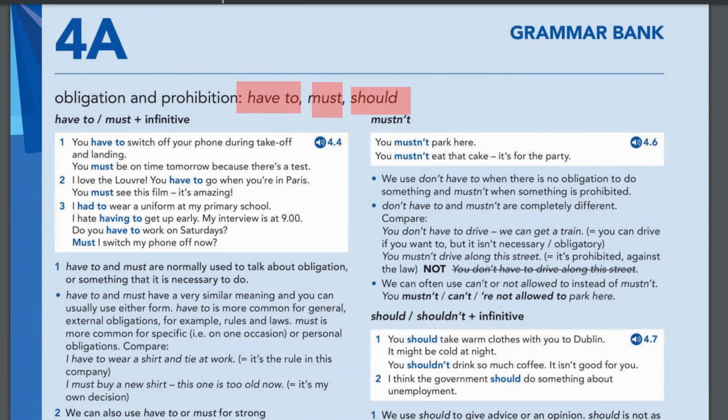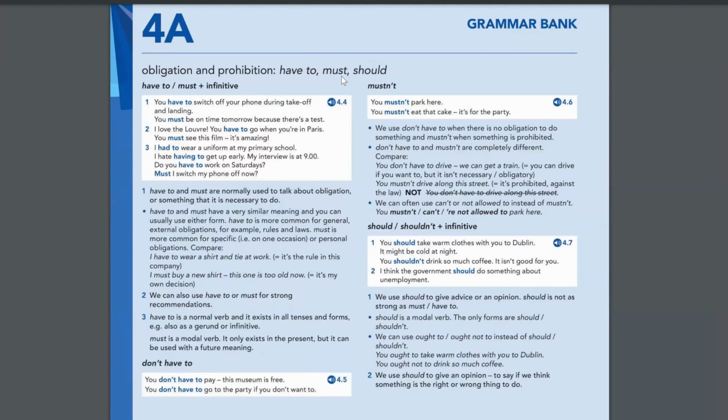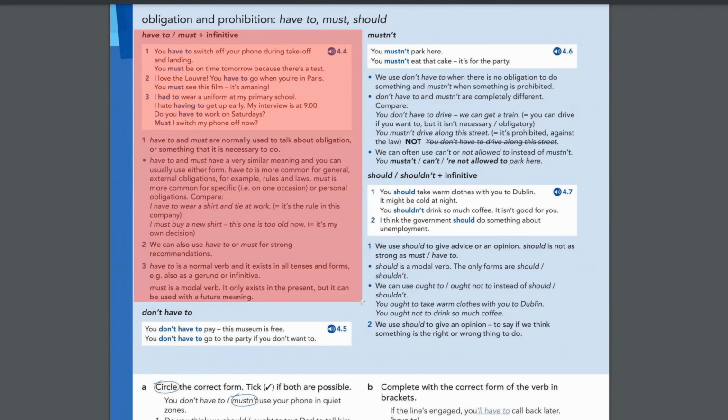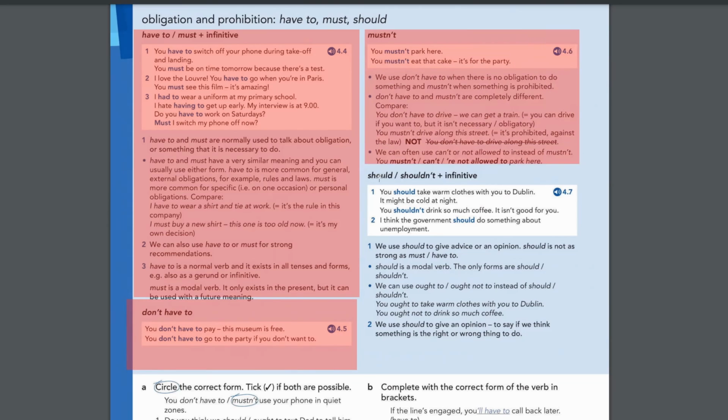Okay, so as you can see, let's try to divide this explanation page into sections. The first section is about have to and must, right? As you can see, it's a big part. And then don't have to and mustn't, the difference between don't have to and mustn't. And then the last section is about should and shouldn't plus infinitive.